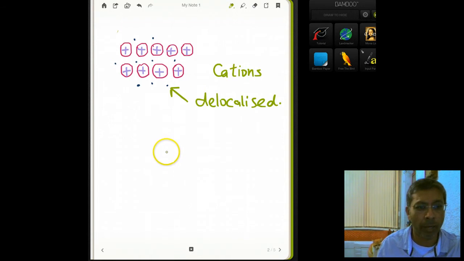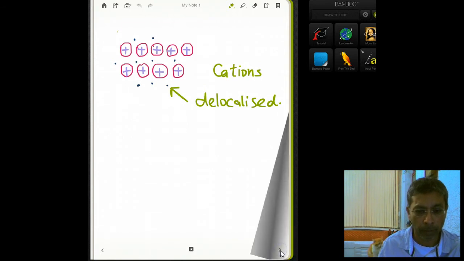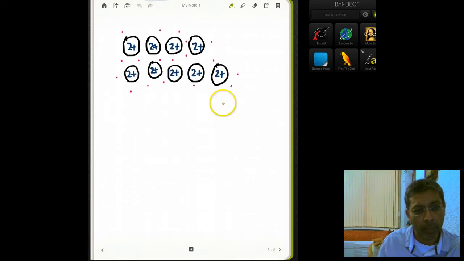Okay, what happens if we have, let's say, a group 2 element or a group 3 element which has 2 electrons in its outer shell or 3 electrons in its outer shell? Here's an example, a group 2 element. This time the outer 2 electrons are lost, and so you have twice as many electrons as there are cations. Here's 9 cations again. This time there are 18 delocalized electrons. Greater charge density, if you like.